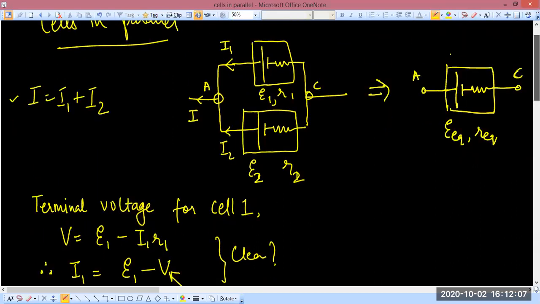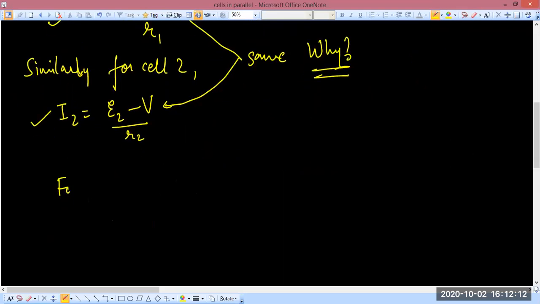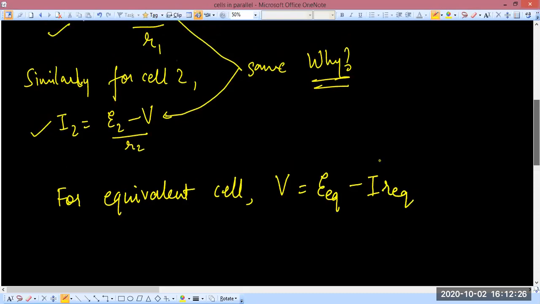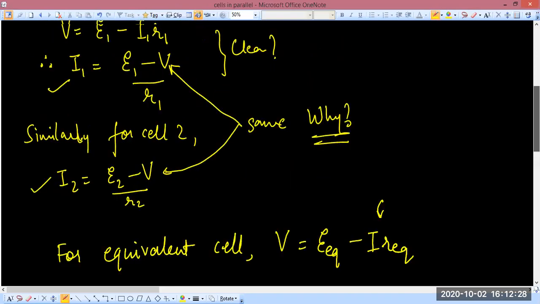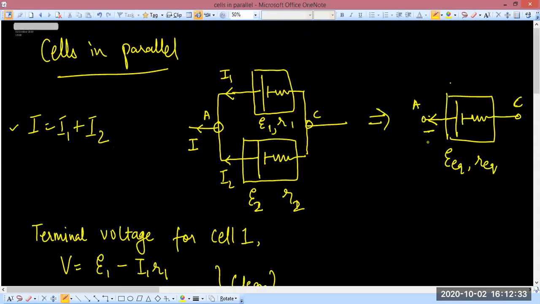The terminal voltage should be same, right? Because in parallel the terminal voltage should be same. So for equivalent cell or battery, V is again same, and it's going to be this. Clear? Because the total current is I. So for this battery you can say that total current I is flowing.